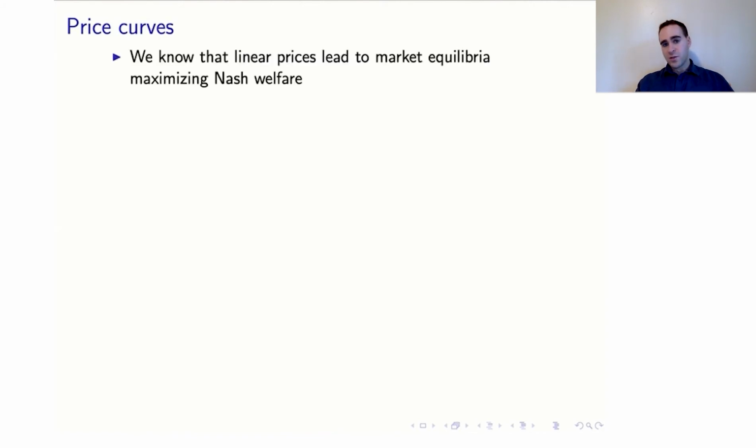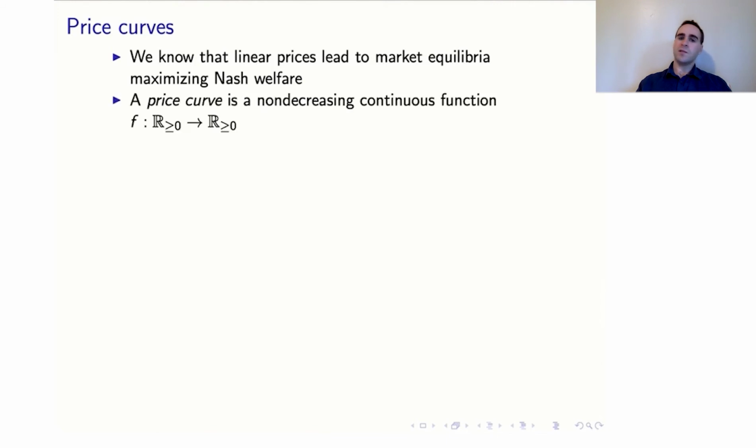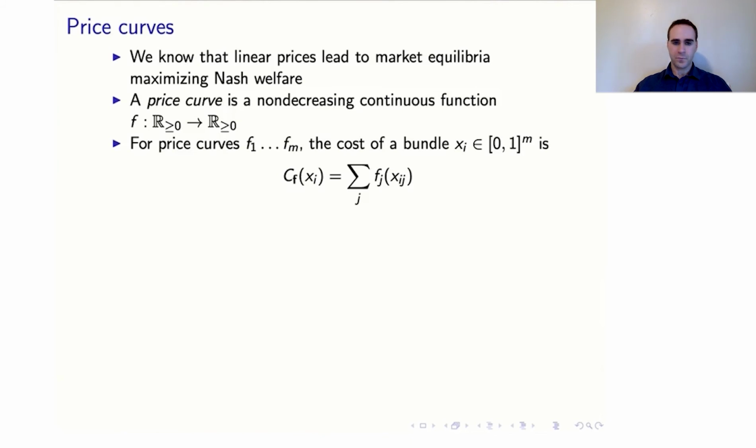So the concept of price curves is going to be important. Essentially, these are just nonlinear prices per good. Like we talked about, we know that linear prices will maximize Nash welfare. So instead, we can assign a price curve to each good, where each price curve is a non-decreasing continuous function. The cost of a bundle is just the sum across goods of the price you pay for each good. And these price curves are anonymous, meaning that the cost only depends on the bundle you get. It doesn't depend on your identity or your preferences or anything like that.